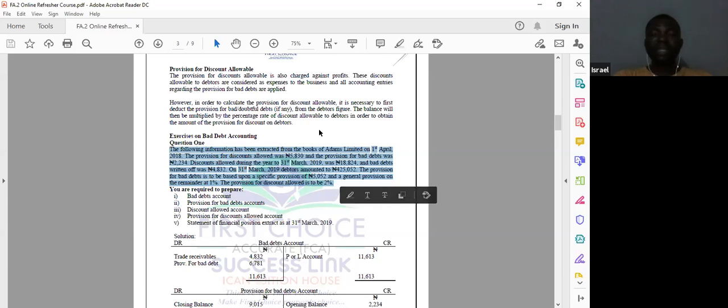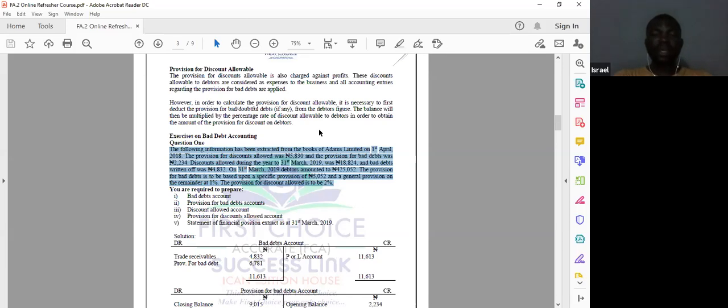1. Calculate the bad debt account. 2. Provision for bad debt account. 3. Discount allowed account. 4. Provision for discount allowed account. 5. Statement of financial position extract as at 31st March 2019. So we are required to provide a solution on this.